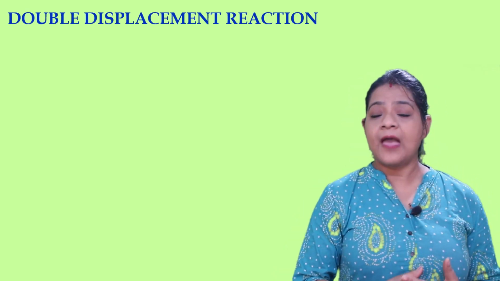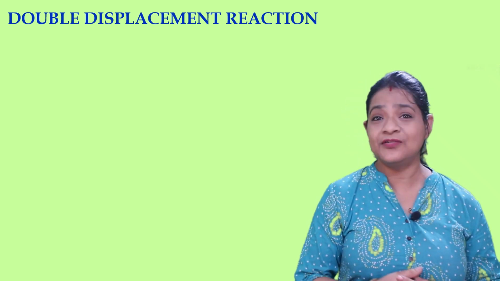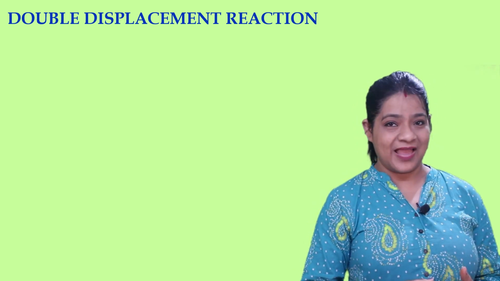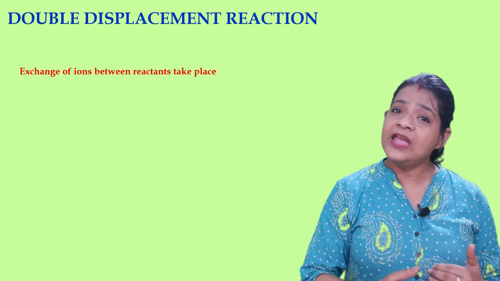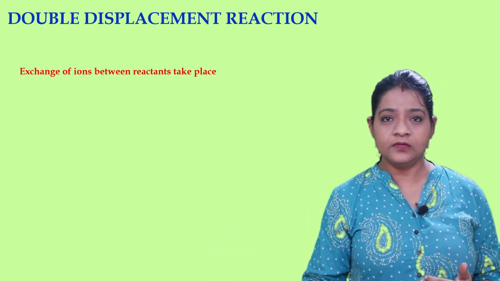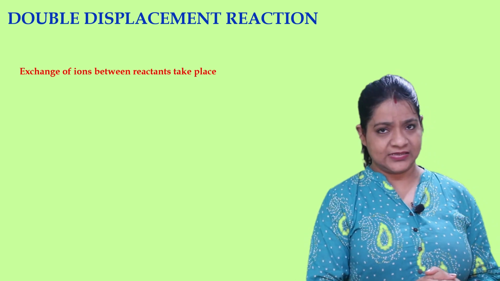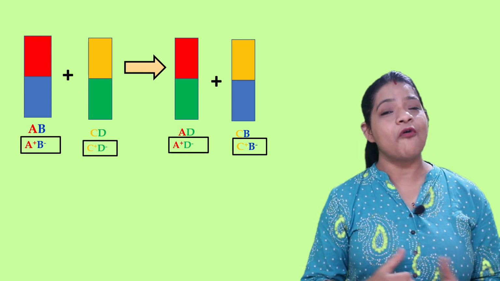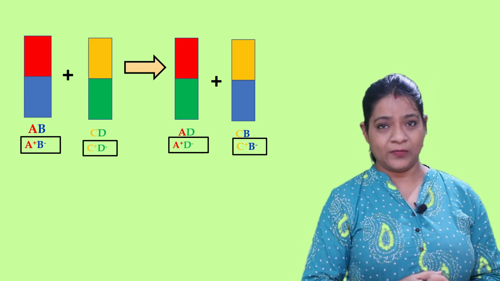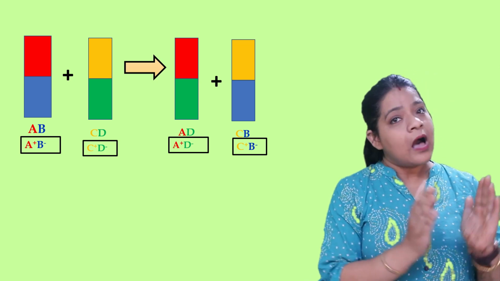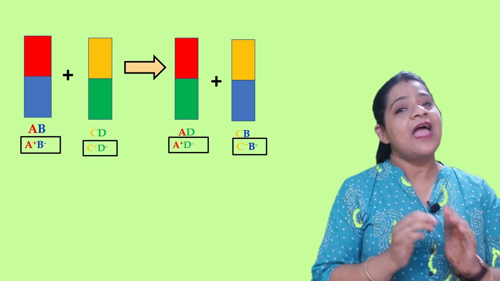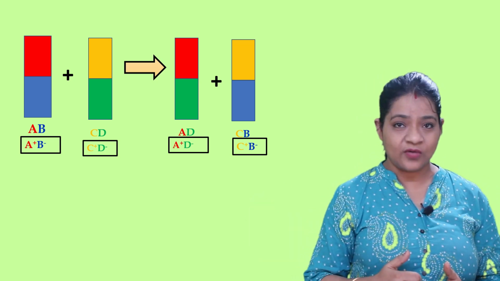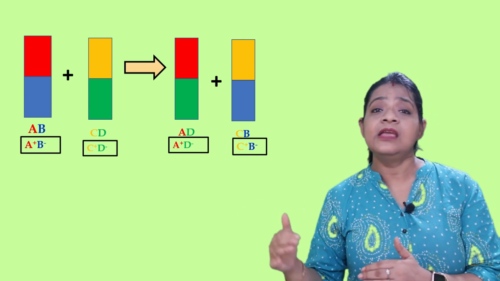The fourth type of chemical reaction is double displacement reaction. So what is double displacement reaction? In a double displacement reaction, two compounds react to form two new compounds simply by exchange of ions. Now how does this occur? Let's visualize this in the form of our graphical representation. Here AB is a compound, that is a reactant, and CD is another compound. Both of them react together to form AD and BC.